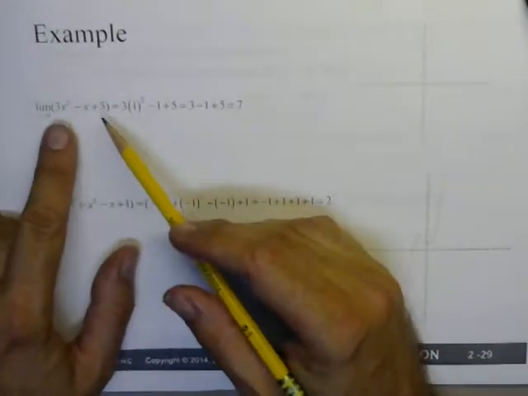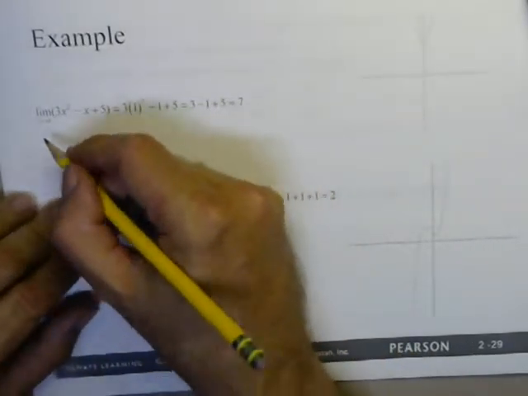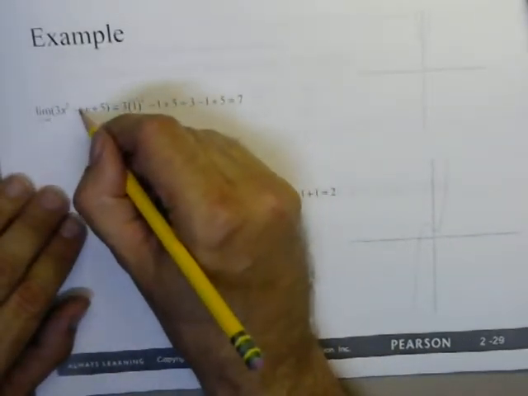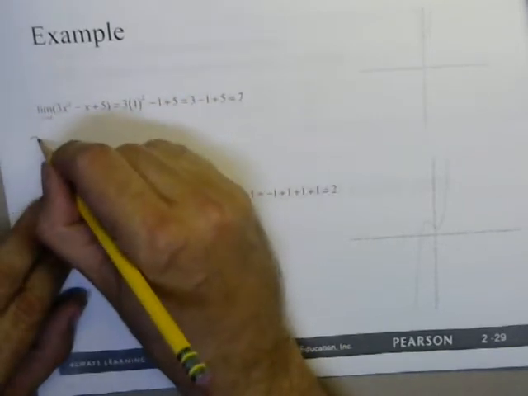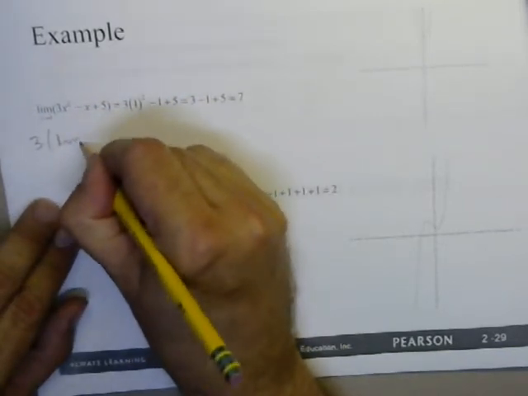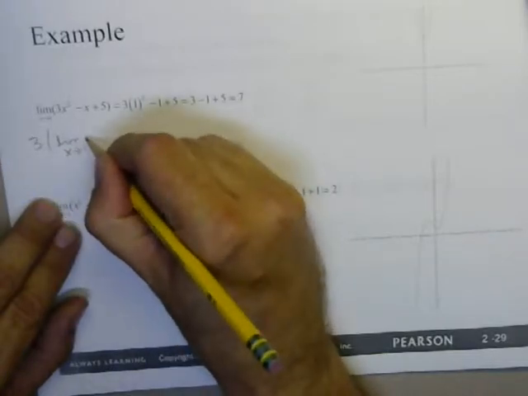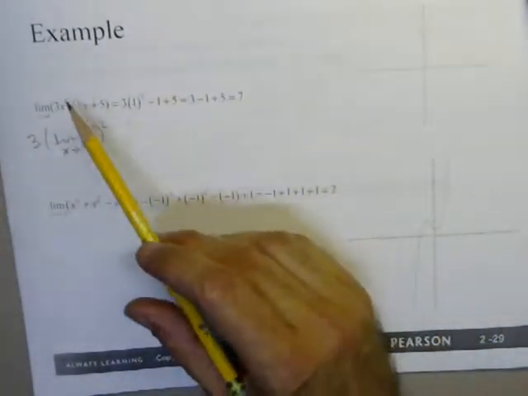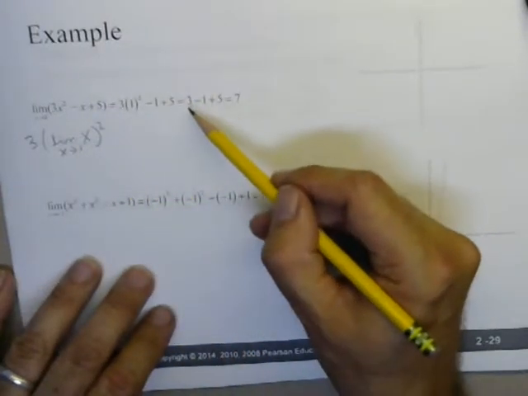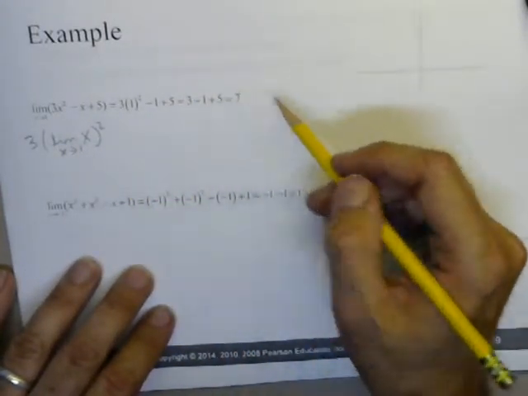So if you have some polynomial function like this, the long way to do this would be to take the limit of each term separately, and then pull the 3 out, and write this as 3 times the limit as x approaches 1 of x squared. Figure that out. But again, you can just stick it in, right? Stick the 1 in for x. So that's just going to give you 3 minus 1 plus 5, which equals 7, right?